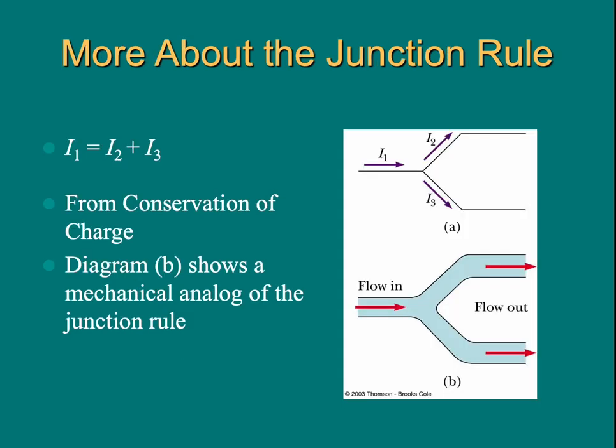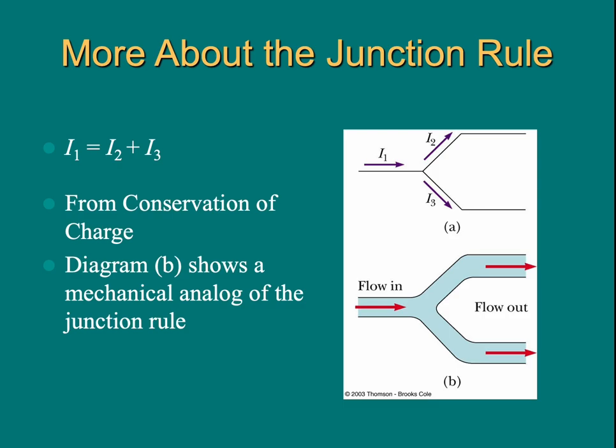We can compare the junction rule to water flow. We can have a larger pipe which is split into two smaller pipes. We have a larger water flow in that larger pipe. So the water in those two branches of the water pipe has to sum up to the water flow in that main pipe. This also applies to electric current.